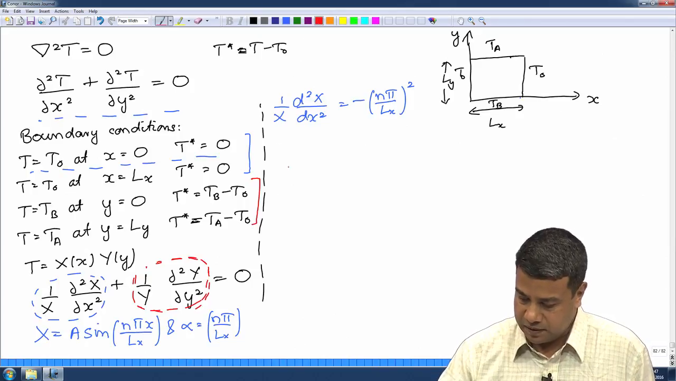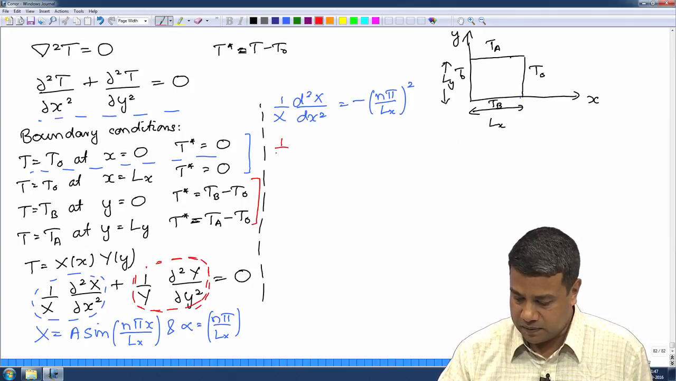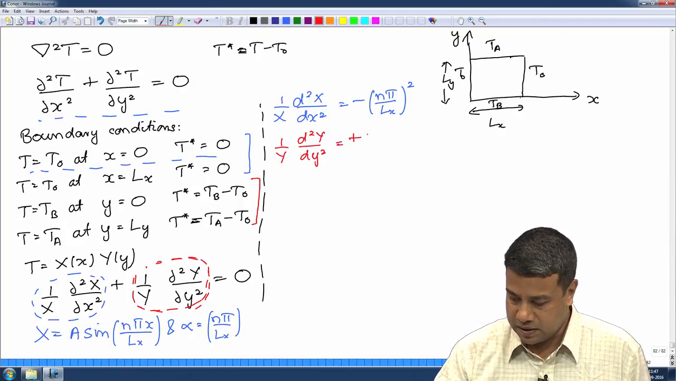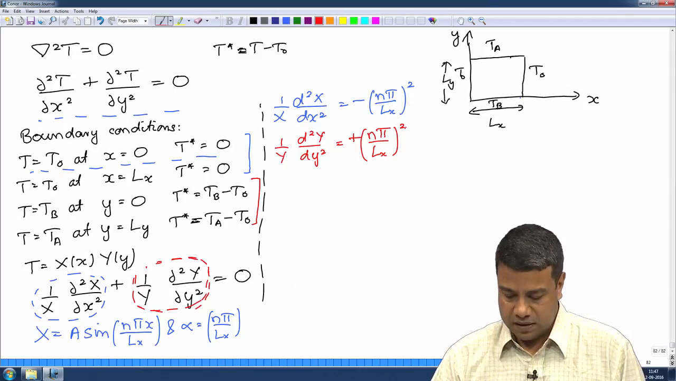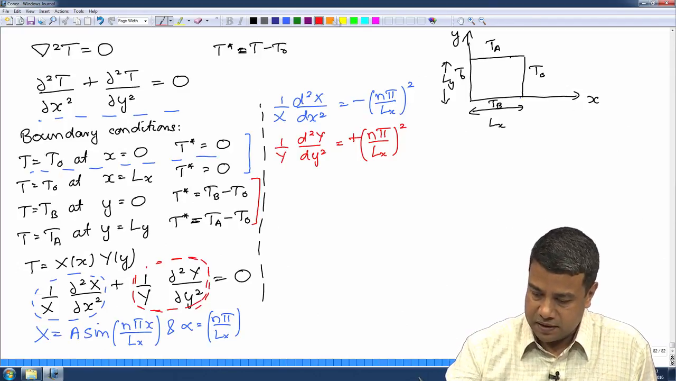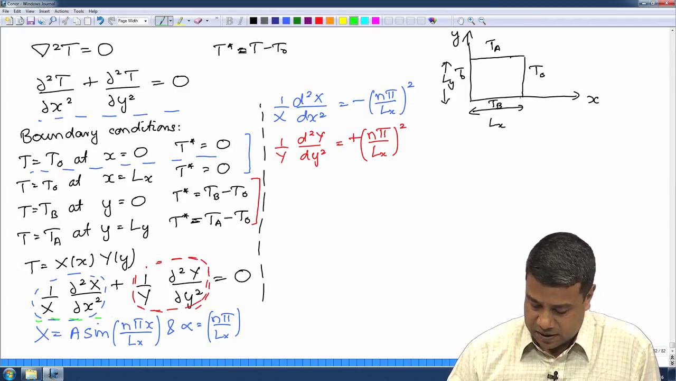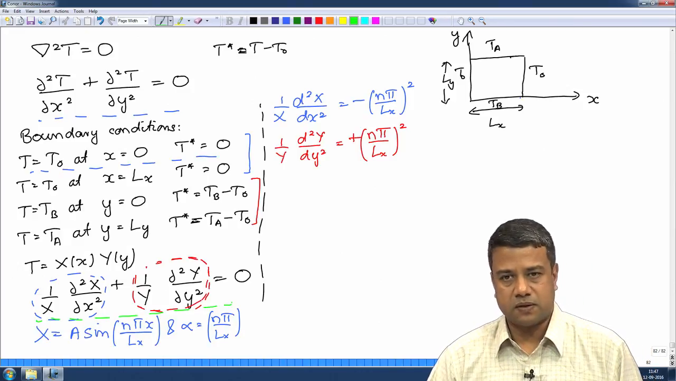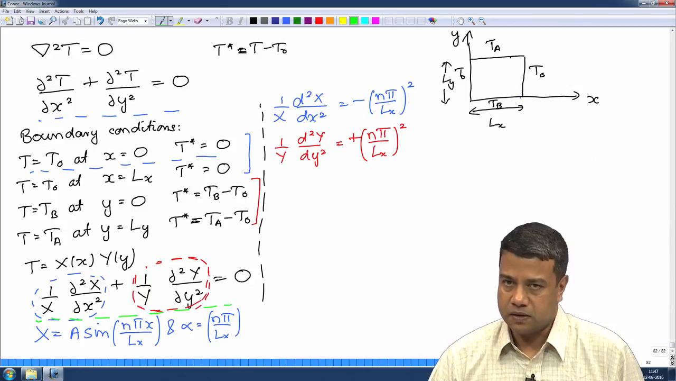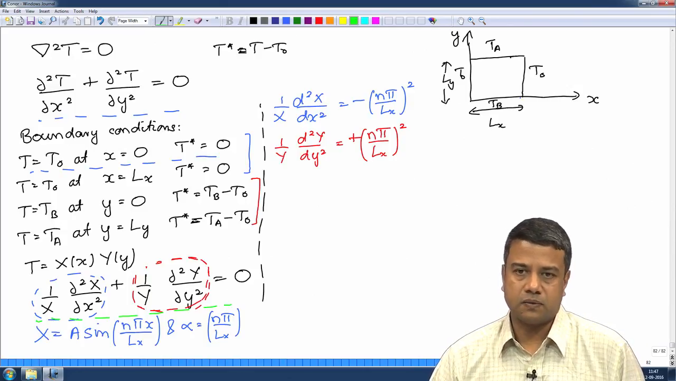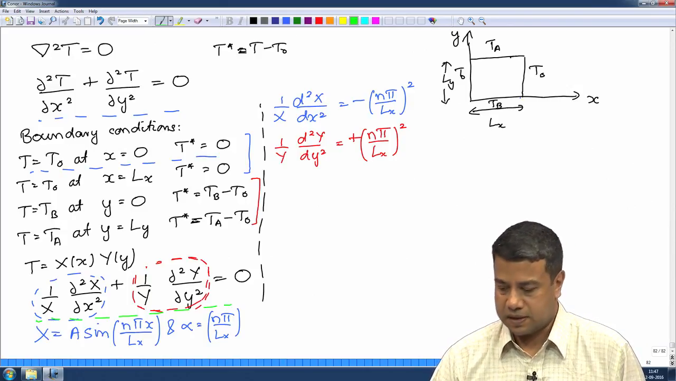Therefore, the equation for y will be of the form 1 by Y d square Y by dy square is equal to plus (n pi by Lx) the whole square, so that it satisfies the conservation equation that the sum of these two terms has to be equal to 0. Recall that the y direction is the inhomogeneous direction.